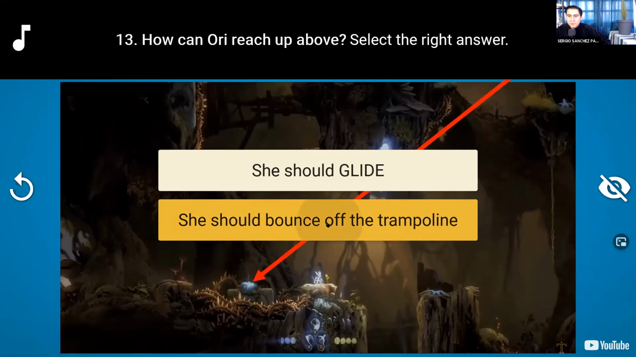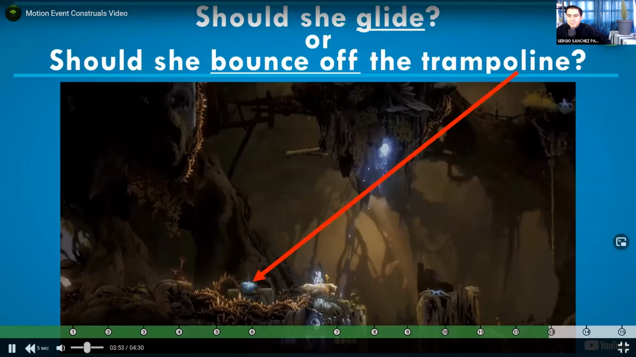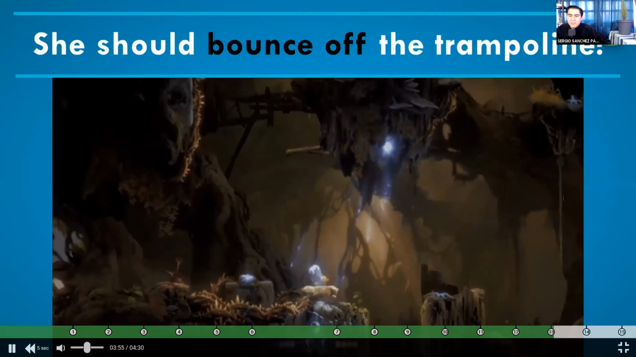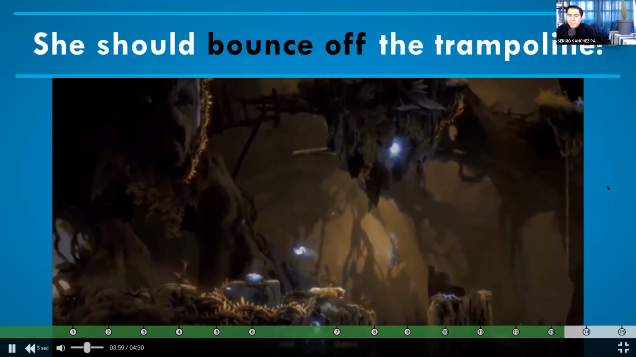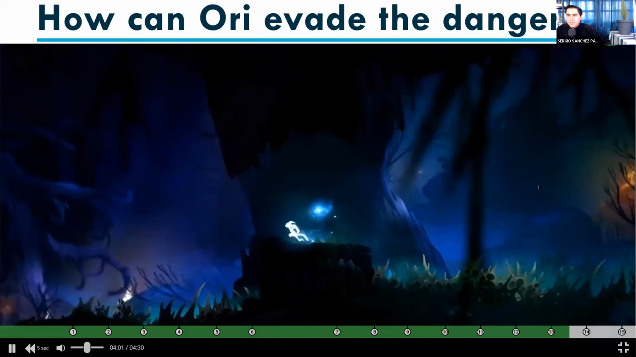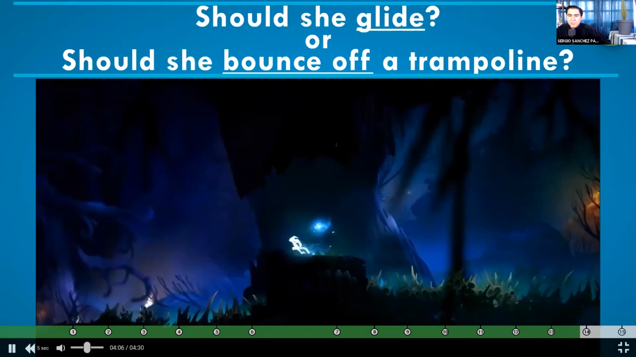And of course, she should bounce off the trampoline, which is what she's about to do. There it is. She bounces off the trampoline. How can I evade the dangers that are on the left side? Should she glide or should she bounce off the trampoline?